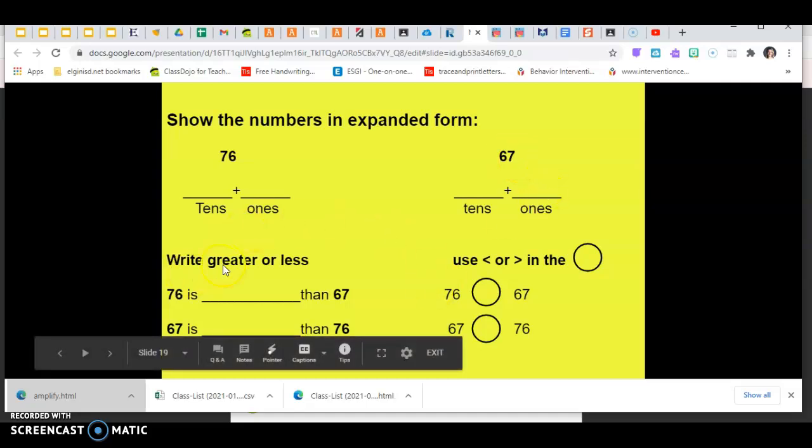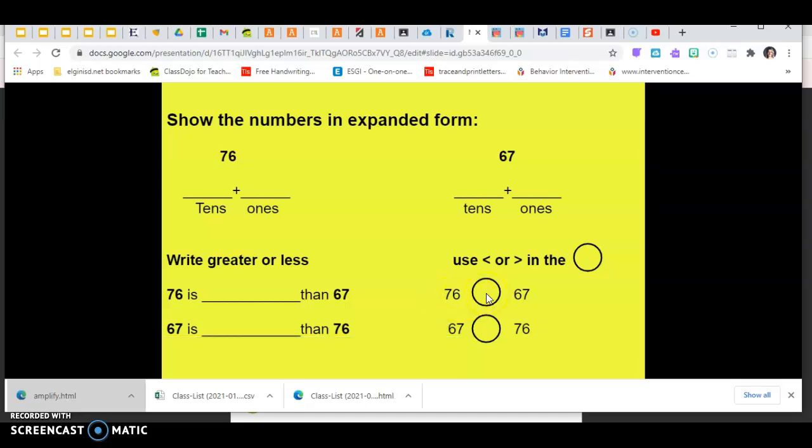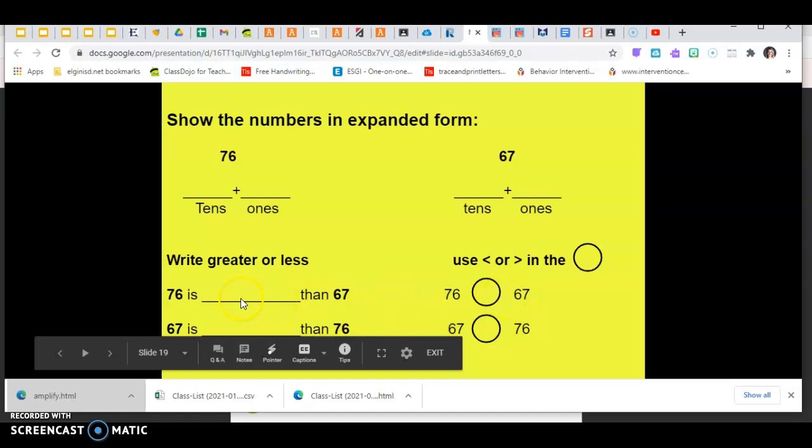Good. Then you're going to write greater or less. So 76 is greater or less than 67. And then you're going to use the symbol in the circle. You're going to use less than or greater than. Remember, less than looks like a sideways L. So 76 is greater than or less than 67. Then do the same thing with 67. 67 is greater or less than 76. 67 is greater than or less than 76 using the symbol.